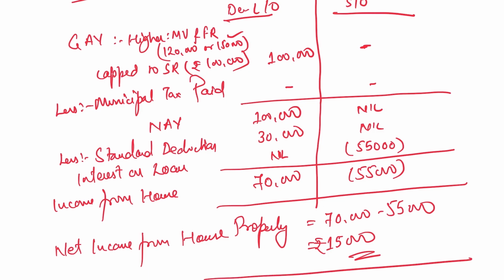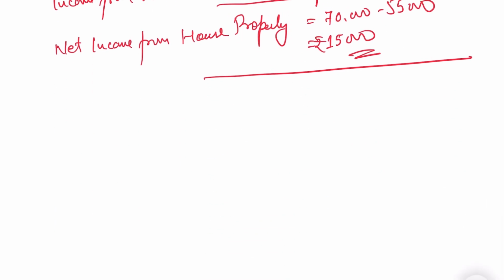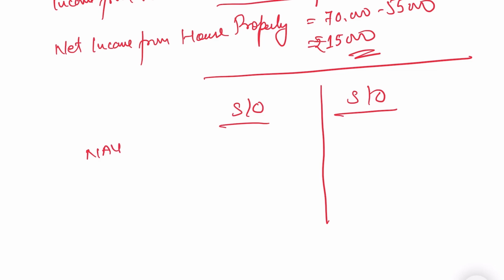Okay, I want to explain one more point before winding up this session. Because some of you might solve this question taking both the houses as self-occupied. Then NAV is nil in both the cases. If you see, less, there is no role of standard deduction. We have interest on loan. That means municipal tax is not deductible for self-occupied property. Why? Because GAV is nil. Standard deduction does not apply for self-occupied property. Why? Because NAV is nil.